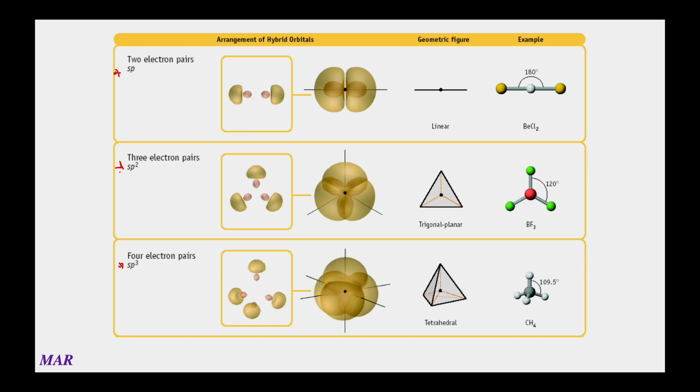And then under that you have the BF3 and CH4 examples we talked about earlier. The punchline of hybridization, though, is the electron pair geometry will help you find the hybridization. So anytime you have a linear electron pair geometry, it will be sp. And anytime you have a tetrahedral electron pair geometry, it will be described as sp3.